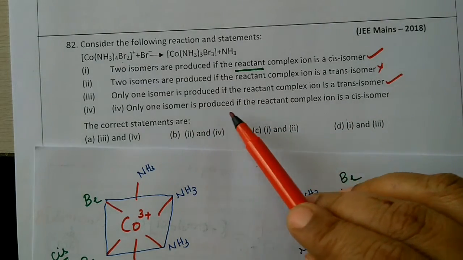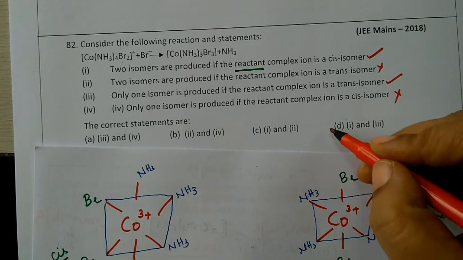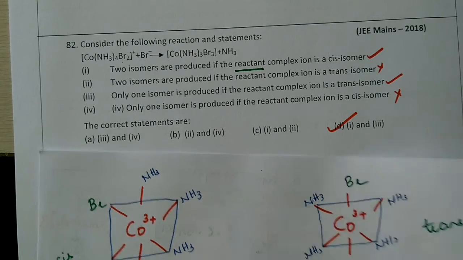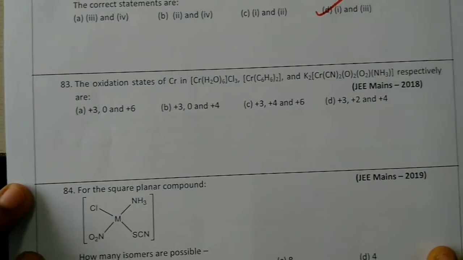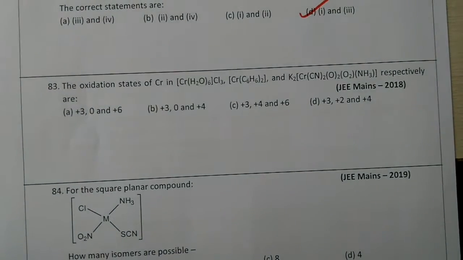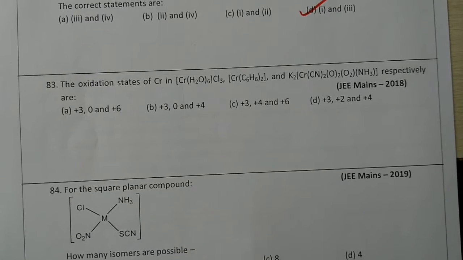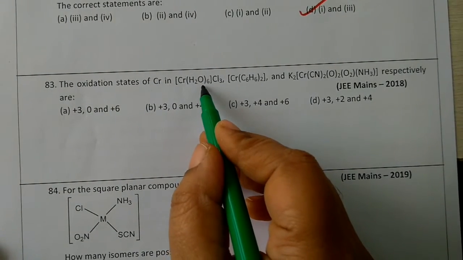Only one isomer is produced if the reactant complex is a cis isomer. This is also false. That means that option D, 1 and 3, are correct. Okay, next one. That is the oxidation state of chromium. You need to identify the oxidation state of the chromium. In the first complex, if you check, it is a neutral ligand.